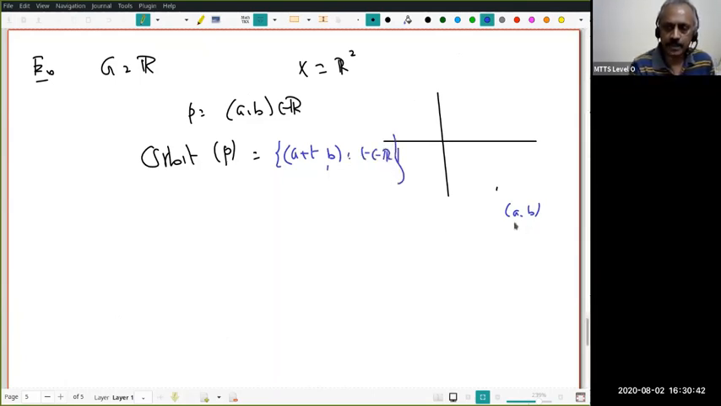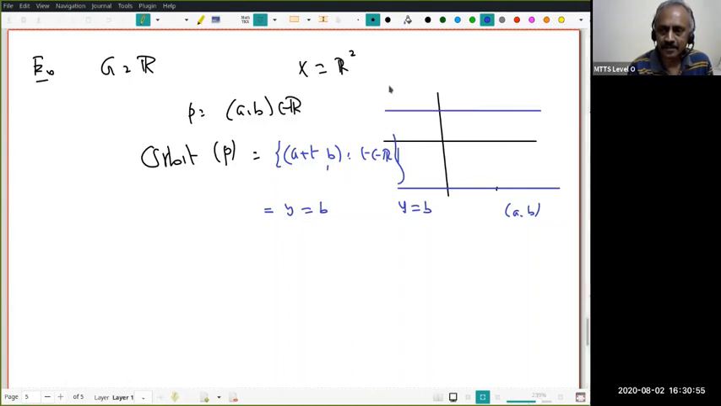Therefore, what should happen? That will be the line y equal to B. The orbit will be y equal to B. Therefore, all orbits are lines parallel to the x-axis. You follow that? Therefore, given any two orbits, either they do not intersect, or if they have a point in common, they have to be identical. You see that? In algebra, we are getting geometry. You follow that?